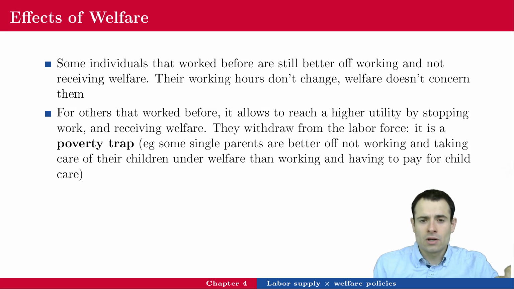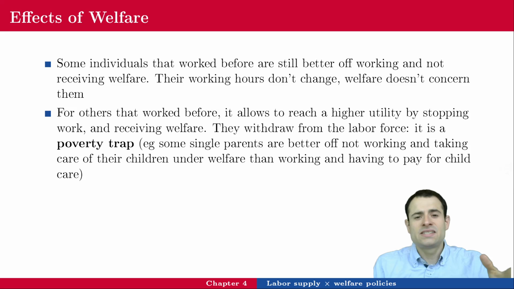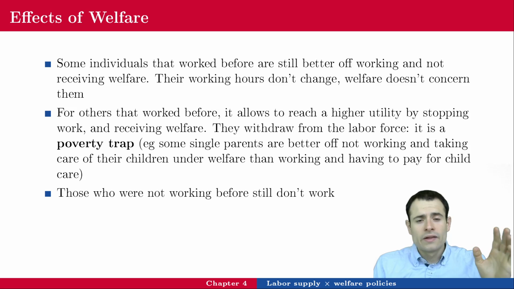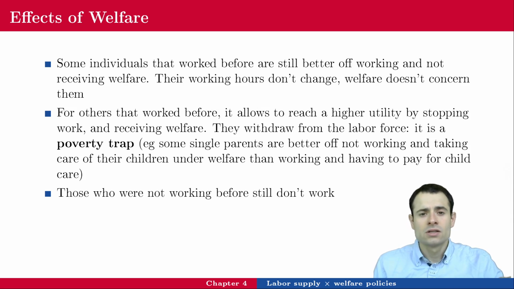Somebody could be making $2,000 a month working and having their kid at childcare, but once welfare is implemented, they might realize that they might be saving money by staying at home, taking care of their children, so not paying for childcare, and making $1,000 from welfare benefits. It is a trap in the sense that these people are better off not working, although they were working before. Finally, those who were not working before still won't work. They were not working before and they were not receiving any money for it. Now they receive money from the government regardless of whether they work or not. So they will still not work.